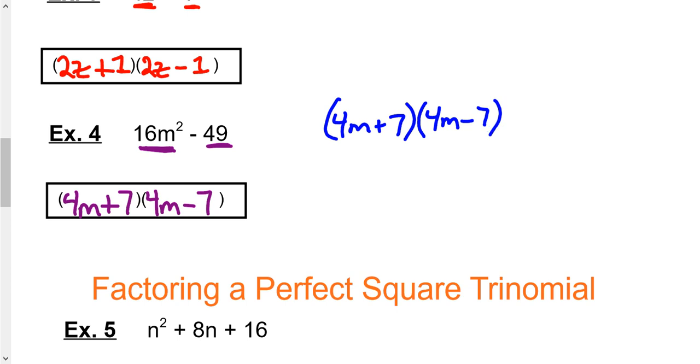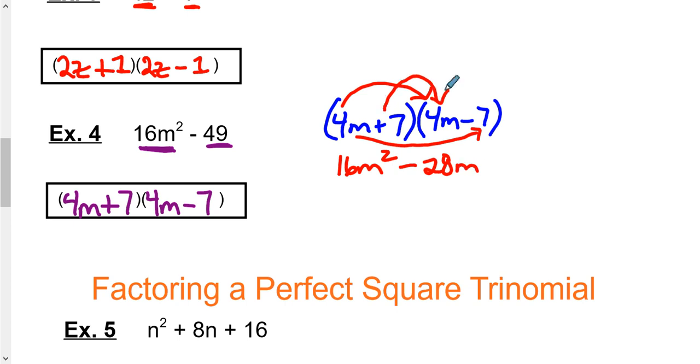okay, so we got our first, and 4m times 4m is 16m squared. All right, then we got the outside. So that's 4m times negative 7, which is minus 28m. Then you got inside, and that's 7 times 4m, which is a positive 28m. And then you got your last, 7 times negative 7, which is negative 49.